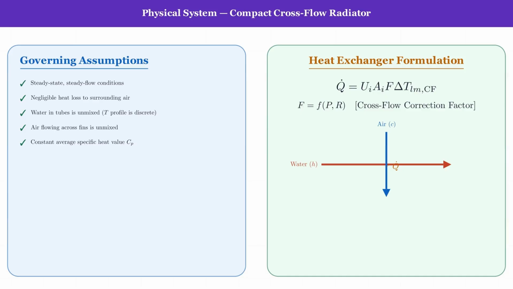The correction factor F is not a constant. It is a function of two dimensionless parameters, P and R, which we read from the cross-flow correction factor chart for the both fluids unmixed geometry. This factor accounts for the thermodynamic penalty of the cross-flow arrangement relative to ideal counterflow. The schematic on the right makes the physical arrangement unmistakable. The hot water, shown in red, flows horizontally through the tubes. The cold air, shown in blue, flows vertically across them. These two streams are orthogonal. Heat, Q dot, transfers from the water through the tube walls and into the air. This is crossflow, and it is this geometry that requires the correction factor F.